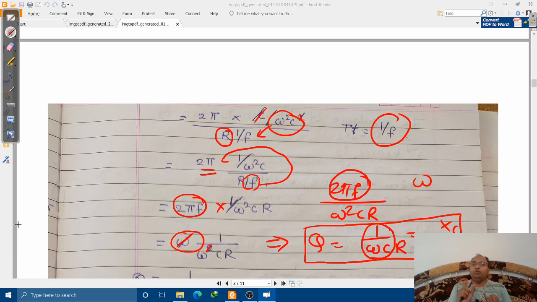So remember that Q will be associated with respect to inductor as well as capacitor. Simply remember that it is the ratio of reactance to the resistance. Reactance of inductor is XL, and reactance of capacitor is XC. So XC divided by R will be the quality factor of a capacitor, and XL divided by R will be the quality factor of an inductor. It is as simple as that. Fine, now let us go to the next point.